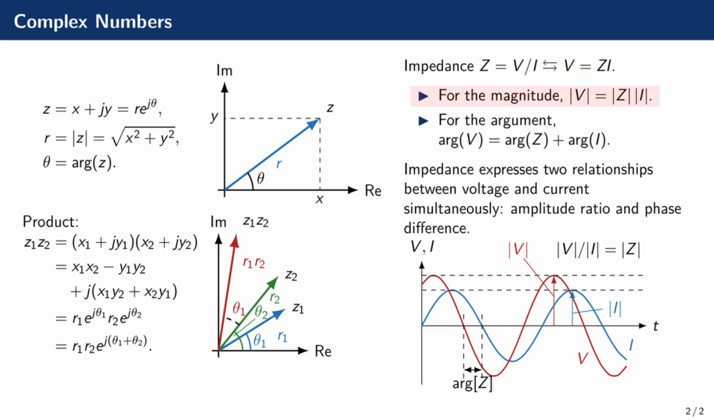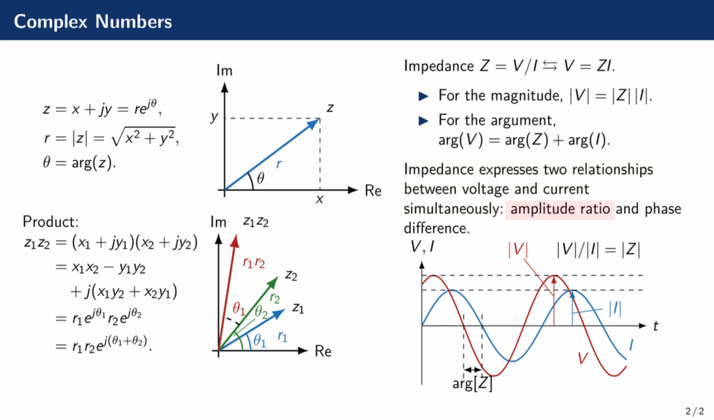First, for the magnitudes, the magnitude of V is equal to the magnitude of Z times the magnitude of I. This means that the ratio of the voltage amplitude to the current amplitude is the magnitude of the impedance. Second, for the arguments, the argument of V is equal to the argument of Z plus the argument of I. This means that the phase of the voltage is shifted from the phase of the current by the argument of the impedance.